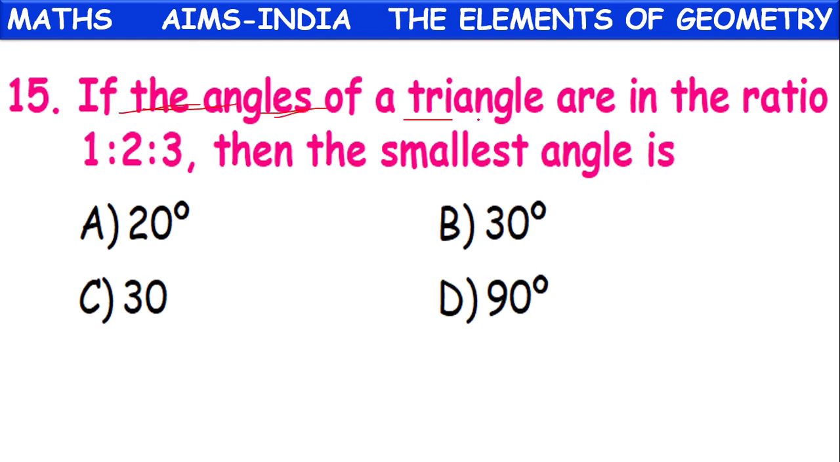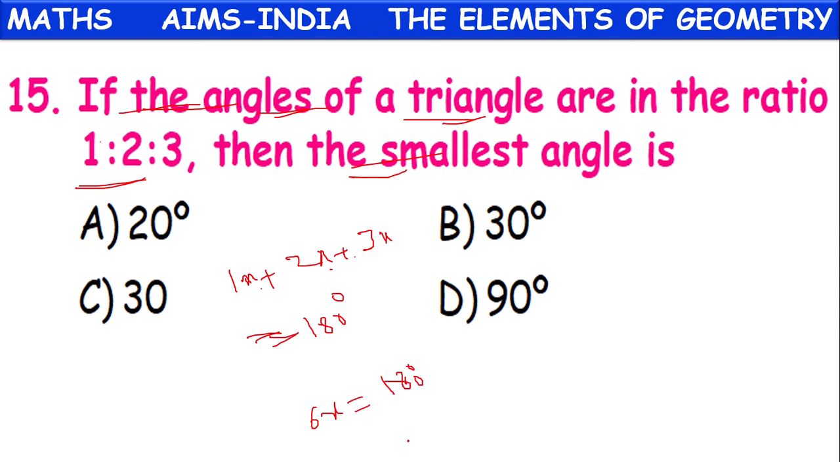So if the angles of a triangle are in the ratio 1:2:3, then the smallest angle is. So let the angles be 1x, 2x and 3x. Then the sum of all angles will be 180 degrees in a triangle. So 1x plus 2x plus 3x, 6x equal to 180 degrees, x equal to 180 degrees by 6, which is equal to 30 degrees. So they are asking smallest angle. Smallest angle means 1x, which is equal to 30 degrees.